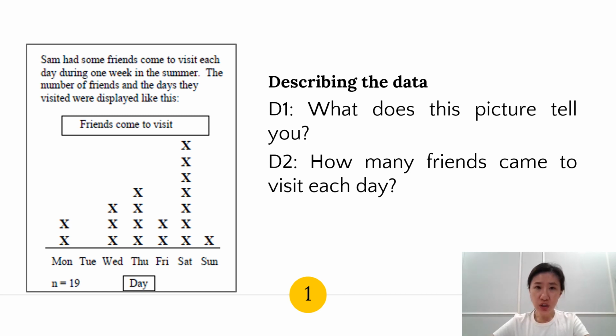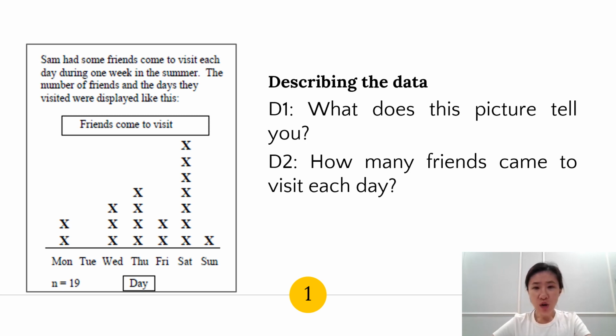So when we ask questions at level 1 of the key processes, describing the data, we call this D1 and D2. D1 refers to description level. Okay, so what does this picture tell you? That is the kind of question we can phrase at the descriptive level. So we can say that this picture tells us the number of friends who visit Sam on a particular day for the particular week.